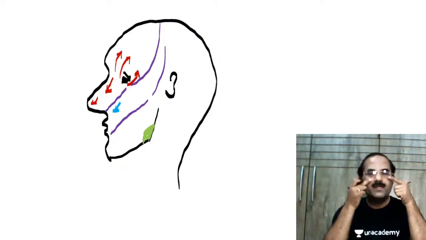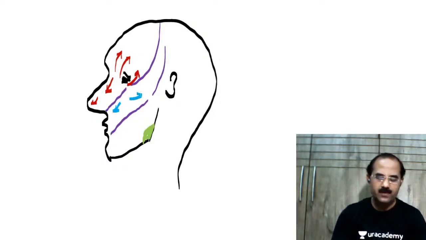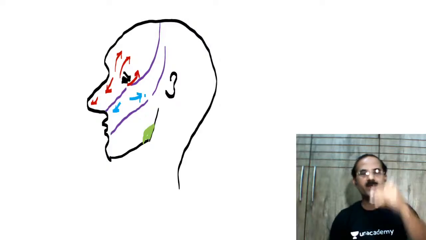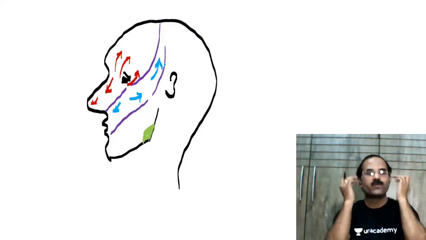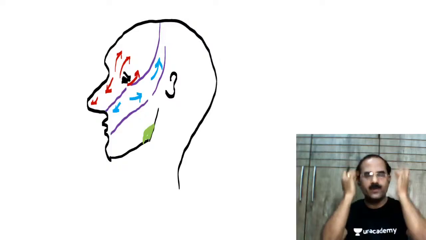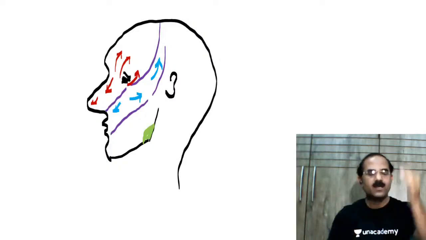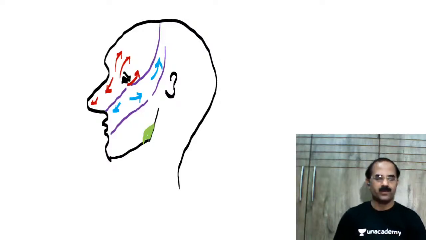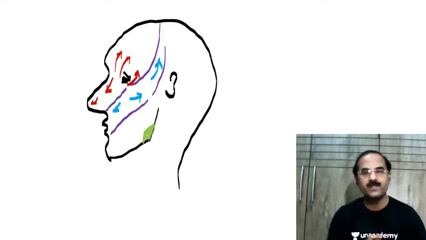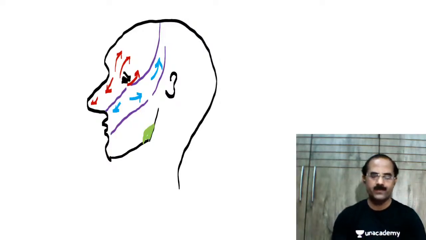Now there's a nerve which supplies the skin over the zygomatic area and the face, and this is what we call the zygomaticofacial. And there's a nerve which supplies the skin over the zygomatic and the temporal regions, and this is the zygomaticotemporal nerve. So the branches of the maxillary division of the trigeminal nerve are the infraorbital, zygomaticofacial, and zygomaticotemporal.